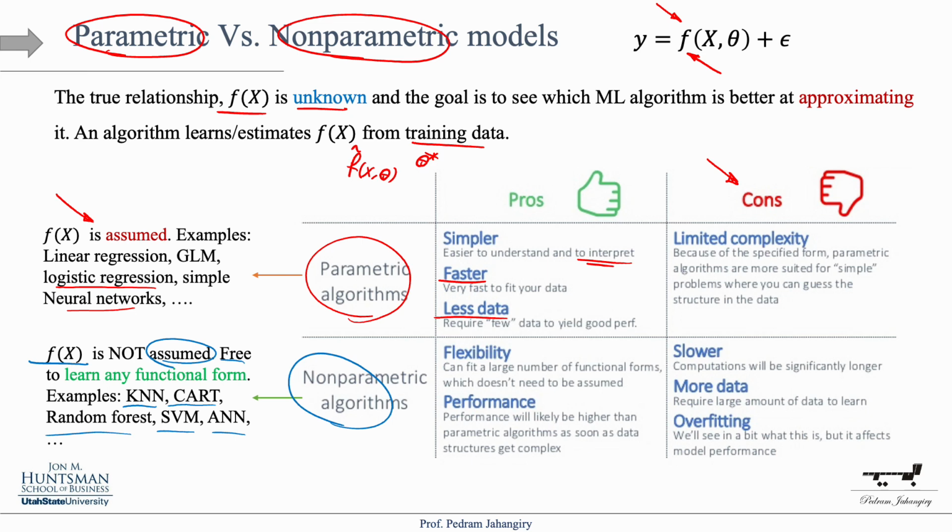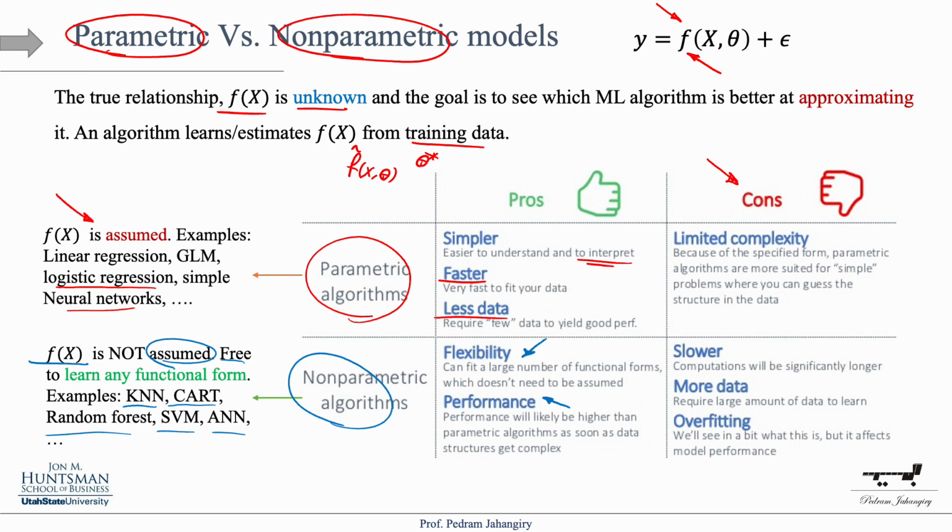So what are the advantages? Well, as you can guess, flexibility. It can fit a large number of functional forms, which doesn't need to be assumed. So these models tend to be more flexible. And for that reason, they're going to perform better, not necessarily, but on average, they usually perform better than parametric models because they're more flexible.